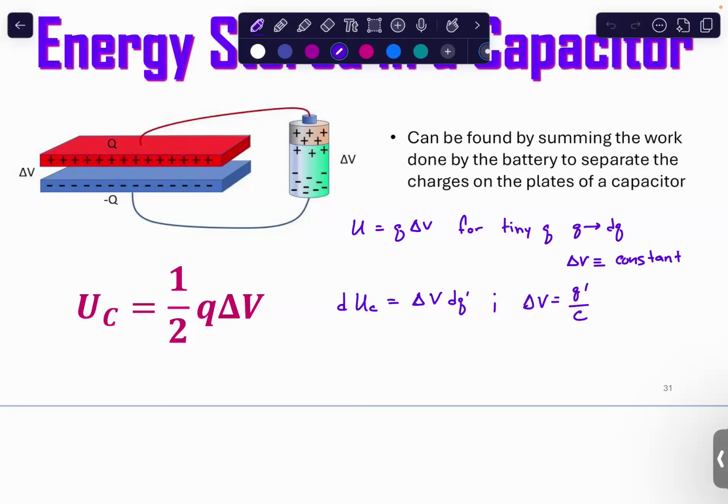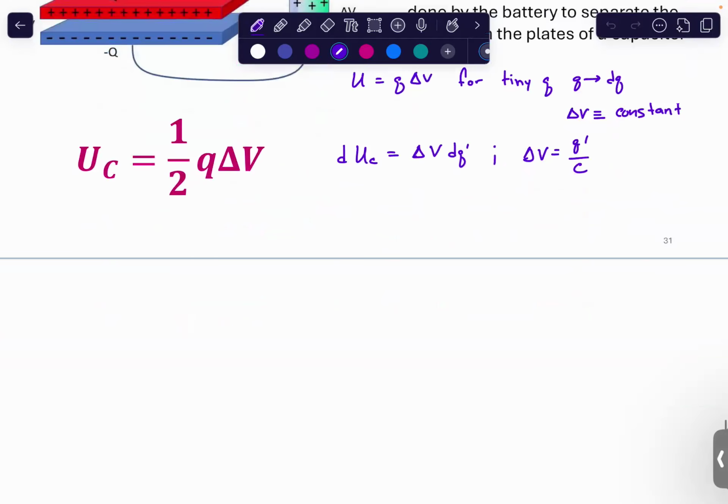Alrighty. So we were looking at this, trying to figure out the energy stored in a capacitor. So we looked at potential energy as Q delta V. And then for a tiny change in Q, delta V is essentially constant. And so we get this differential equation that we have to solve. Potential energy in the capacitor.